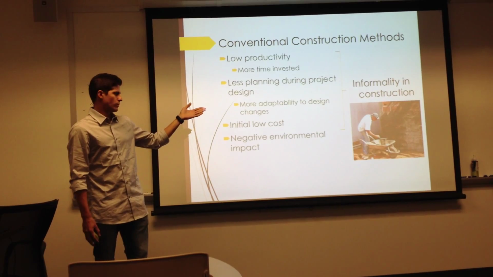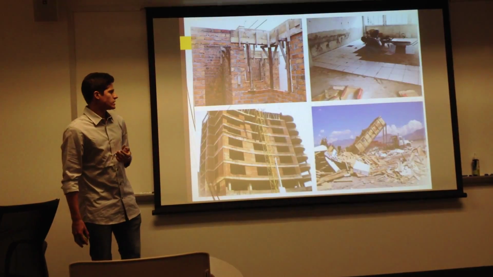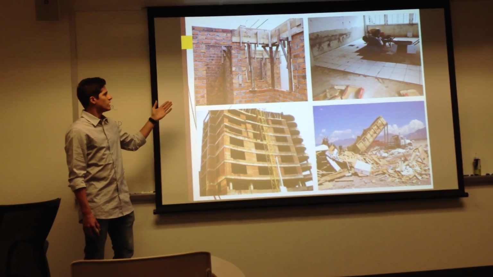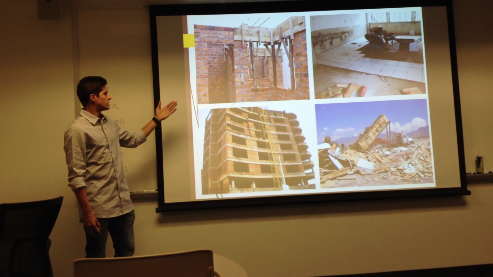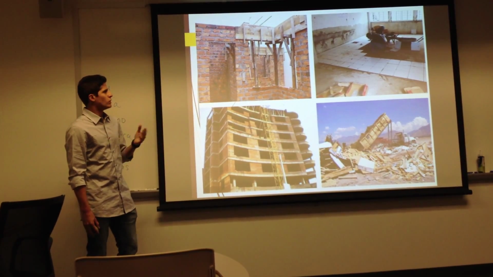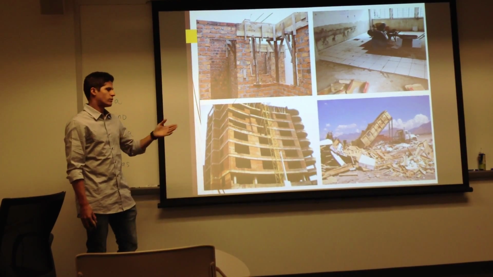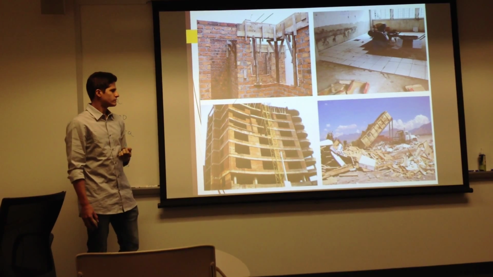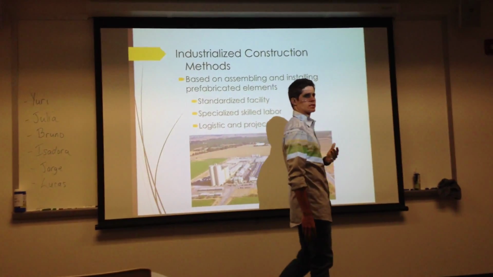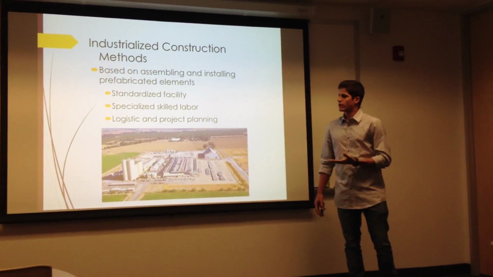That is one example, that picture, and here are some main examples of the conventional construction method and some problems related to it. So we have poor quality of the building, we have low productivity, and it generates a lot of waste during the construction.